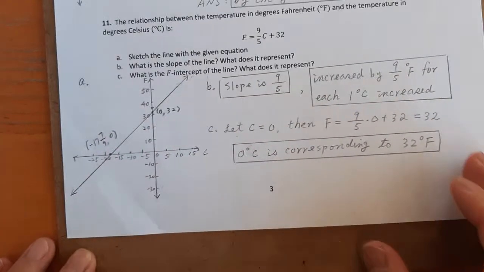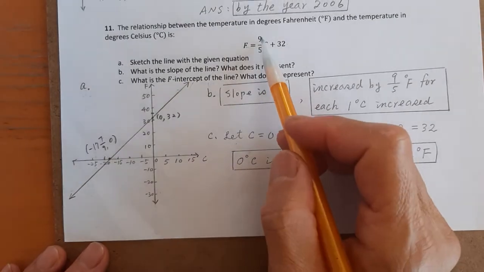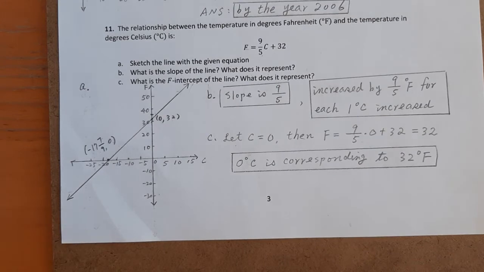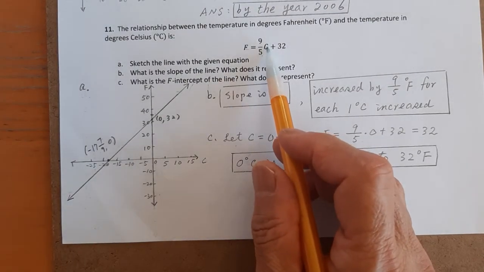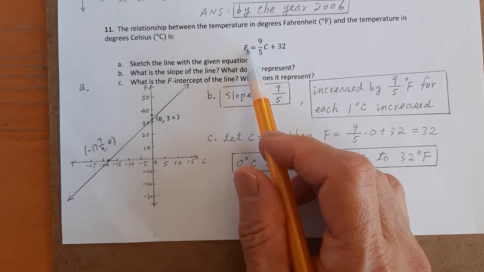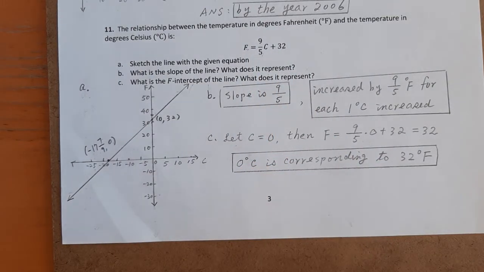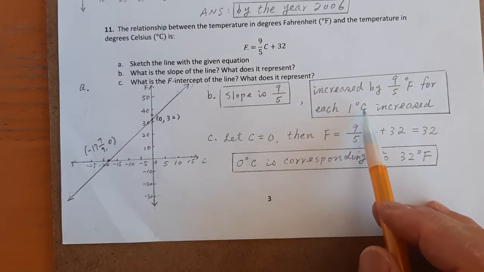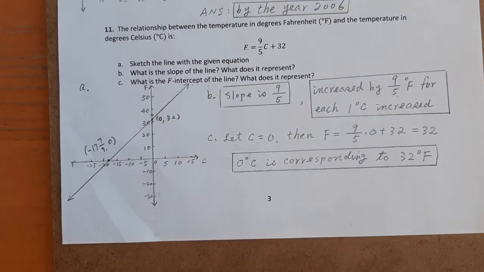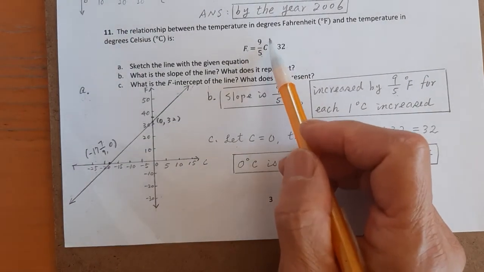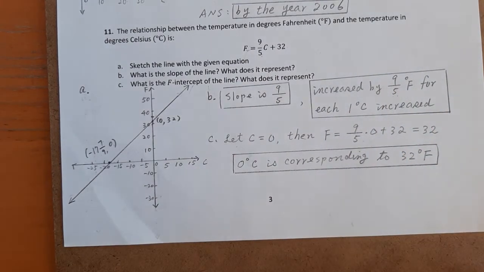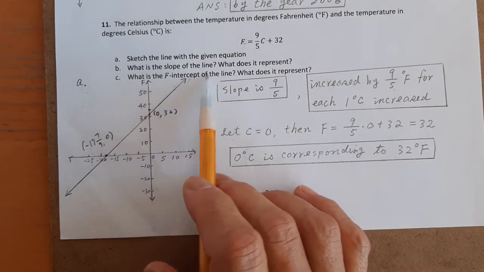Then B, what is the slope of the line? Slope is 9/5. And what does it represent? Means each time the Celsius increases by 1 degree, the Fahrenheit increases by 9/5 degree. So increase by 9/5 degree Fahrenheit for each 1 degree Celsius increase. That's the slope meaning.